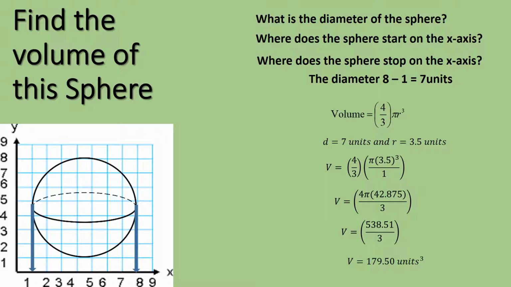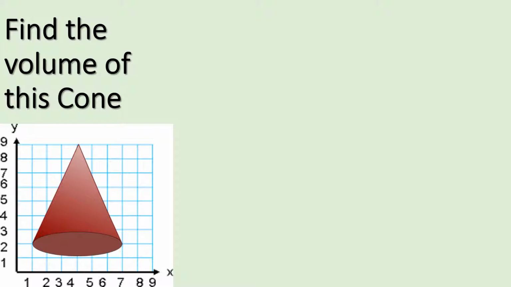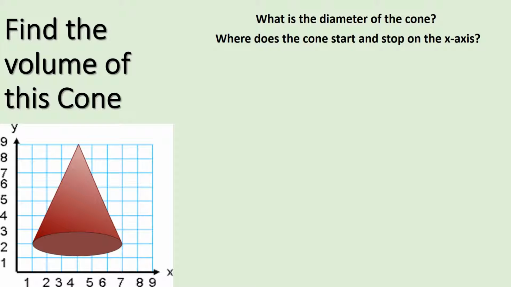All right, next problem. I wonder what it's going to be. Oh, find the volume of this cone on a coordinate plane. Oh my gosh. Well, what's the diameter of this cone? Remember last time we wanted to know, where does the cone start and stop on the x-axis? Let's drop some lines down again. 1, it looks like this time, and 7. Okay, so the diameter is 7 minus 1, or that's 6 units.